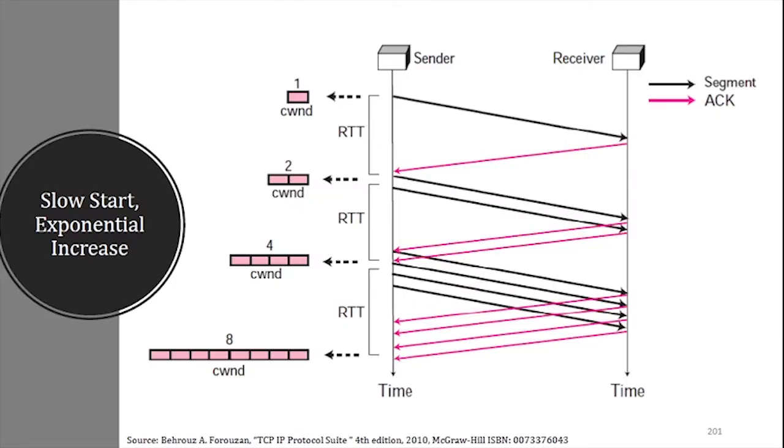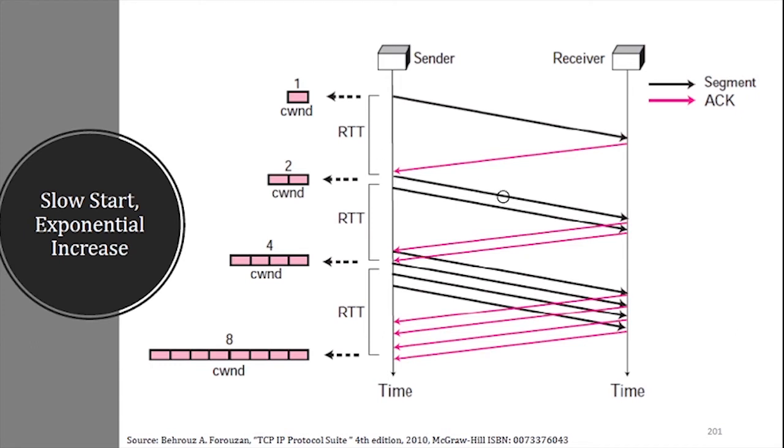Here we can see an example. We have a sender and a receiver. The sender starts with a congestion window equivalent to 1 maximum segment size, which means the sender can send only one segment. This pink line denotes the acknowledgement. After the first acknowledgement arrives, the size of the congestion window is increased by 1, to 2. Now 2 segments can be sent.